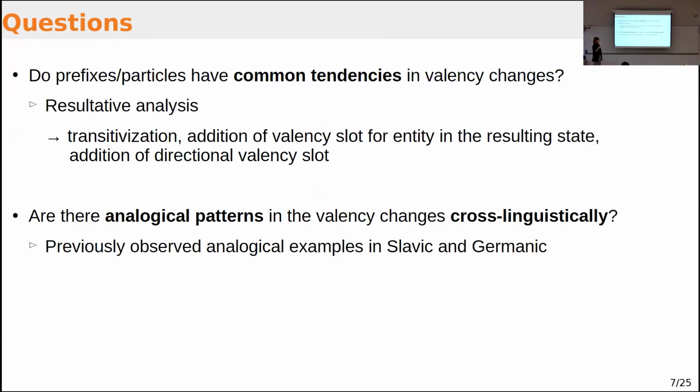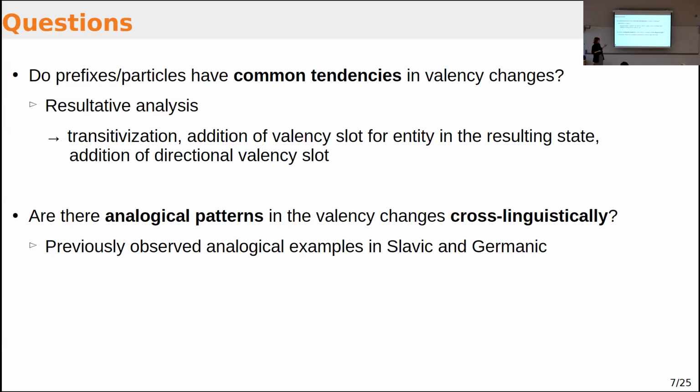And so these examples may lead us to hypothesize that prefixes and particles have on some level common tendencies in the types of valency changes that they cause. And the result of this would lead us to predict that there will be mostly additions of valency slots for the entity in the resulting states, and possibly also additions of the valency slot expressing directions.